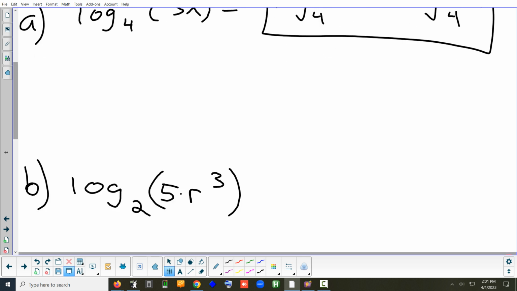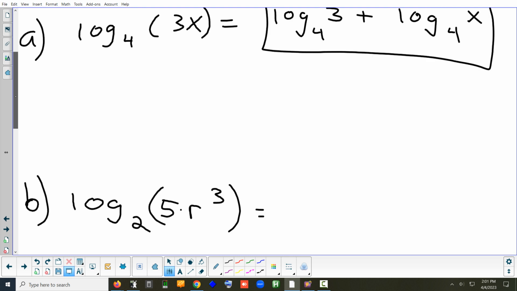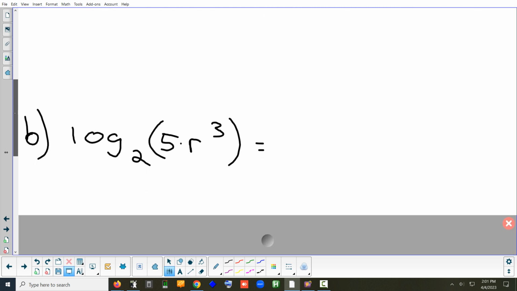Let's try this one. Log base 2 of 5r cubed. Okay, so first thing to recognize is what operation you're doing inside the parentheses. And that's going to tell you if it's a sum or a difference when you split them. Sam, what operation are we doing in the parentheses? It's multiplication. And when we have multiplication, Grady, how does that split? A sum or a difference? So on the last one, how did we split it? Addition. So we're gonna split this one as addition.